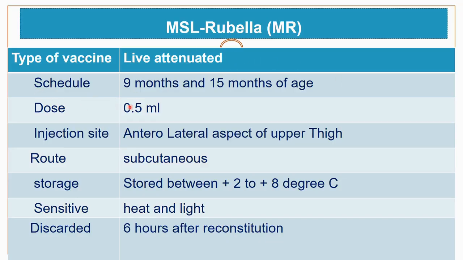In detail regarding the vaccine, the type of vaccine is live attenuated vaccine. Schedule: first dose at 9 months, second dose at 15 months of age, dose 0.5 ml, injection site anterolateral aspect of the upper thigh, route subcutaneous. Storage: it should be stored at +2 to +8 degrees Celsius. It is sensitive to heat and light, so the vial containing this vaccine is brown colored. It should be discarded 6 hours after reconstitution. It should not be kept back into the refrigerator, but should be discarded after use, 6 hours after reconstitution.